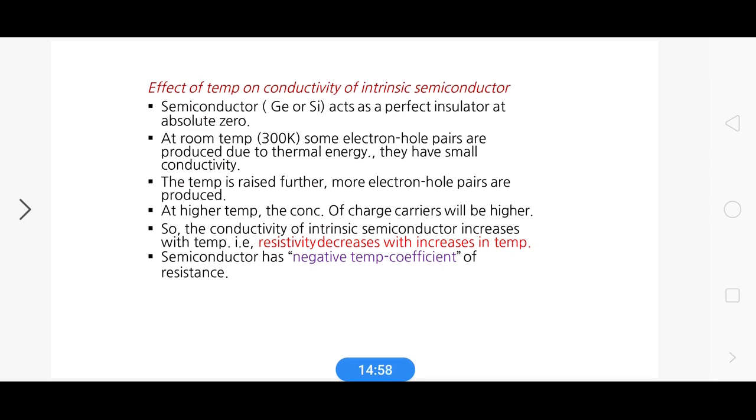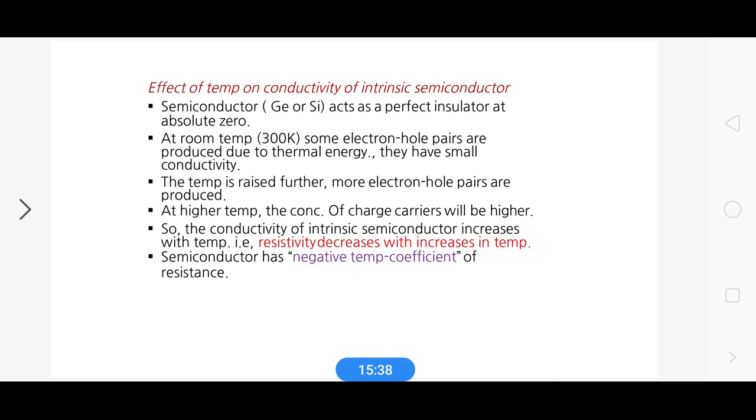At room temperature, that is 300 Kelvin, some electron hole pairs are generated due to thermal energy, and they have small conductivity at room temperature. But as the temperature rises further, more electron hole pairs are produced. And at very high temperatures, the concentration of charge carriers, which are electrons and holes, will be higher.